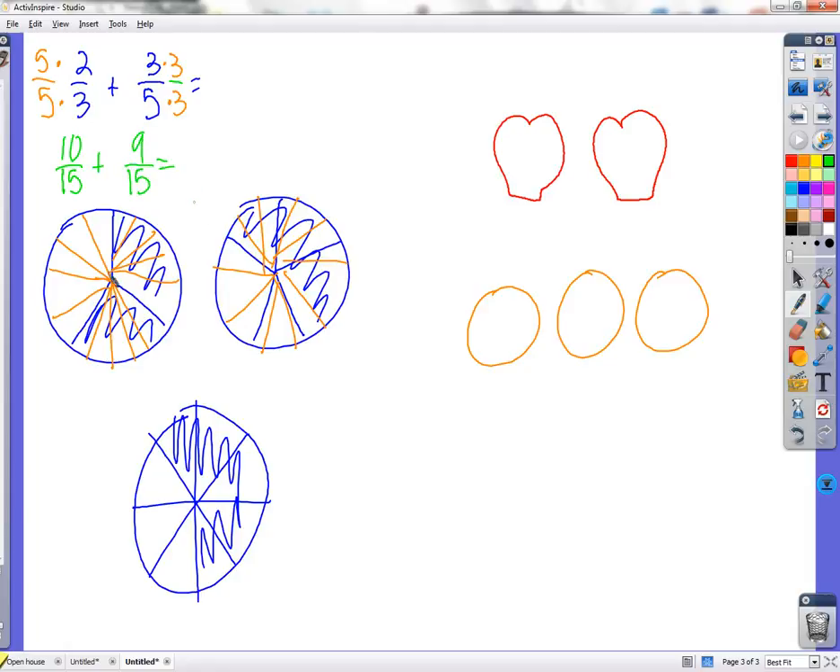So here we have 10/15, and here we have 9/15, and altogether we have 19/15, and that is more than one whole. It's one whole and how much more? 4/15. 4 of those 15th size pieces. Alright.